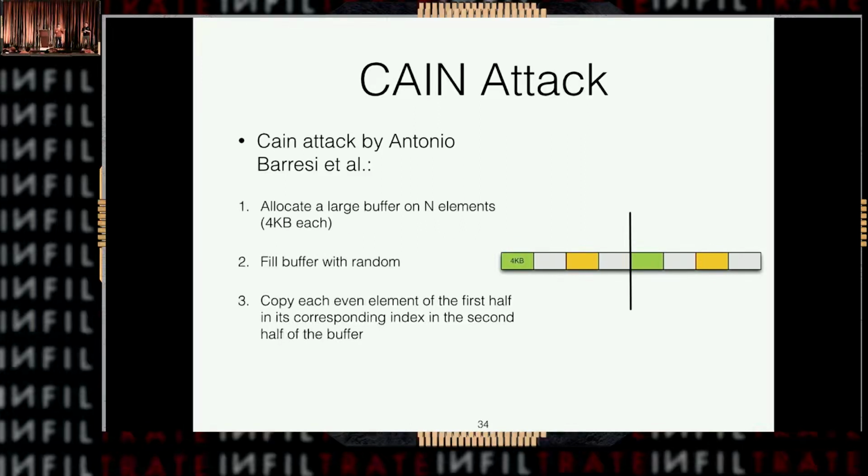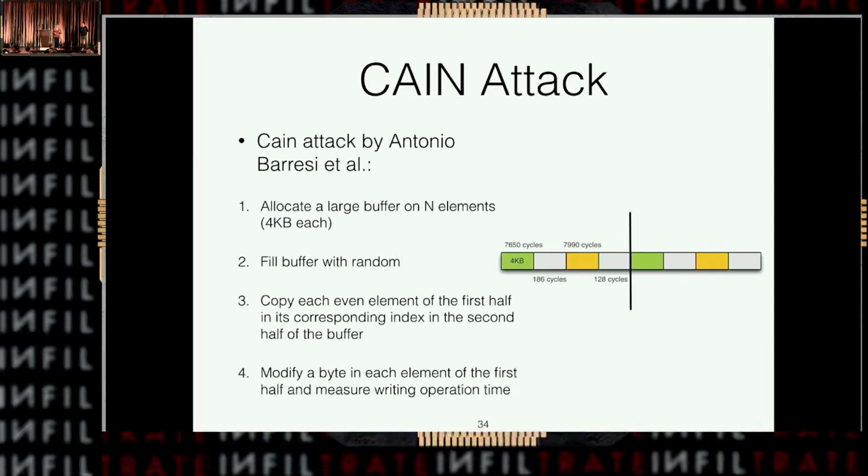You wait for KSM to go over all the pages, and then you try to modify a byte in each element. You will see, obviously, if KSM worked, that writing on the first elements will take much longer than writing on the elements that are fully random. So this way you can know the difference in time, and you can just play with the attack we described just before. So this is the main point that we could add to the attack in order to fully weaponize Rowhammer on VM.